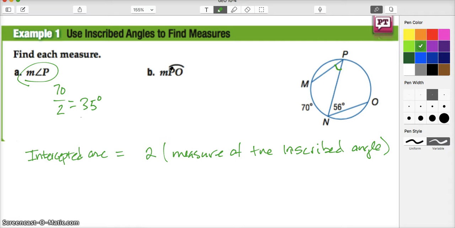Over here, arc PO is going to be twice this inscribed angle. Is this making sense? This arc here is twice this because this is half of that. So I'm just going to double the 56 degrees, and 56 times 2 gives me 112 degrees. That looks really shady, let's try it again, which gives me 120 degrees. So the first one is 35 degrees and the next one is 120.